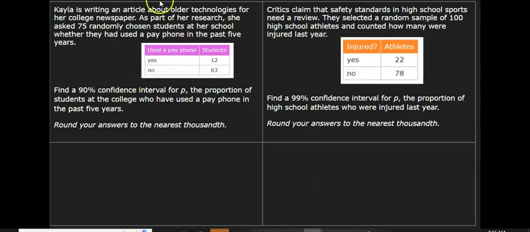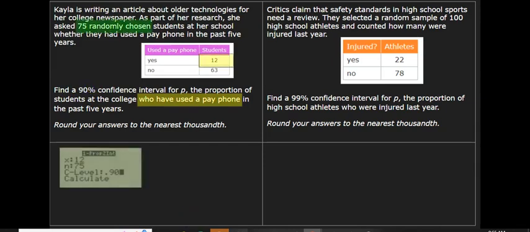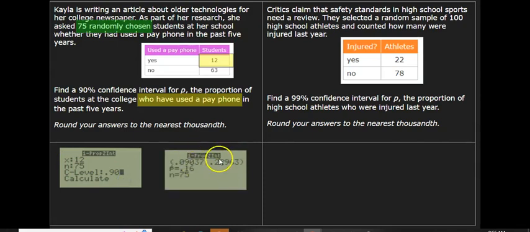All right, so when you have a table, so we have 75 total, 90% confidence interval, and we're looking at the college students who use the payphone. So 12 students use the payphone, so it's 12 out of 75 with a 90% confidence interval. So I do stat test A, 12, 75, .90, calculate that, and it will give me my confidence interval.